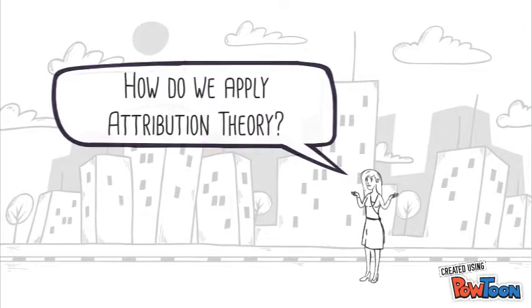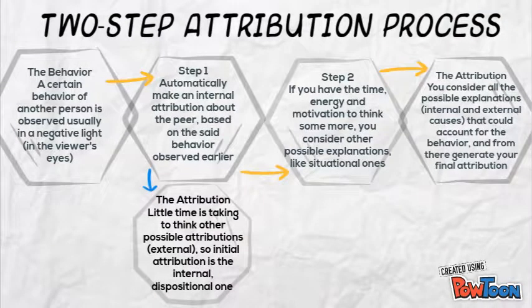Now, how do we apply the attribution theory using these components? Well, we apply them using a two-step attribution process. We immediately begin by observing someone's behavior, and then our mind takes us to step one, in which we make an automatic internal inference about the person's behavior.